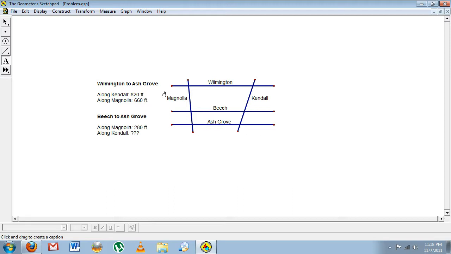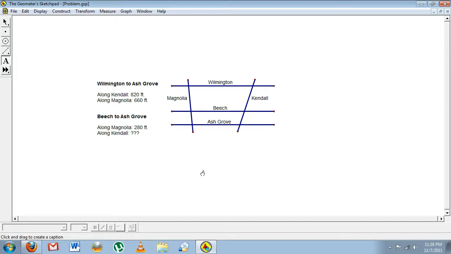Before we can do that, we need to first examine the information that we're given. What we know is that the distance along Magnolia from Wilmington to Ash Grove is 660 feet. The corresponding distance along Kendall from Wilmington to Ash Grove is 820 feet. And from Beach to Ash Grove along Magnolia is 280 feet. The question is, what is the corresponding distance along Kendall from Beach to Ash Grove?